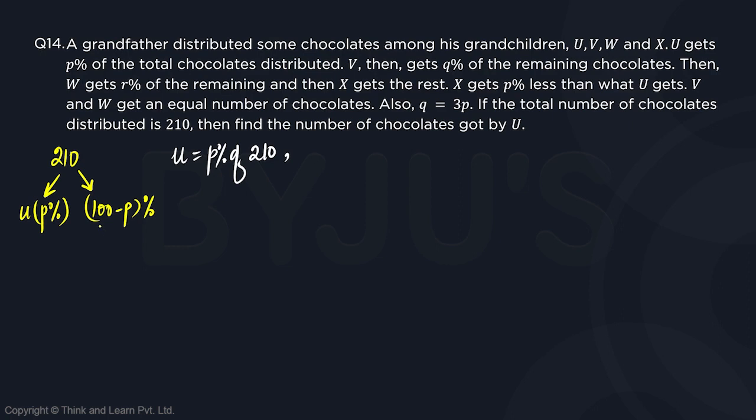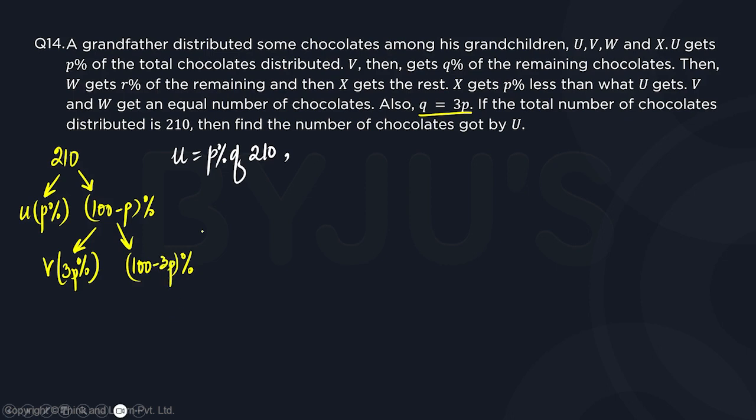Next, from this remaining, it is given that V gets Q percent of those chocolates. So what will be the remaining? If Q percentage goes here, we will have 100 minus Q percentage as the next remaining component. And we will also remember that Q is equal to 3P. So instead of Q, let's write 3P to make the calculation easier, putting it in simultaneously to save time.